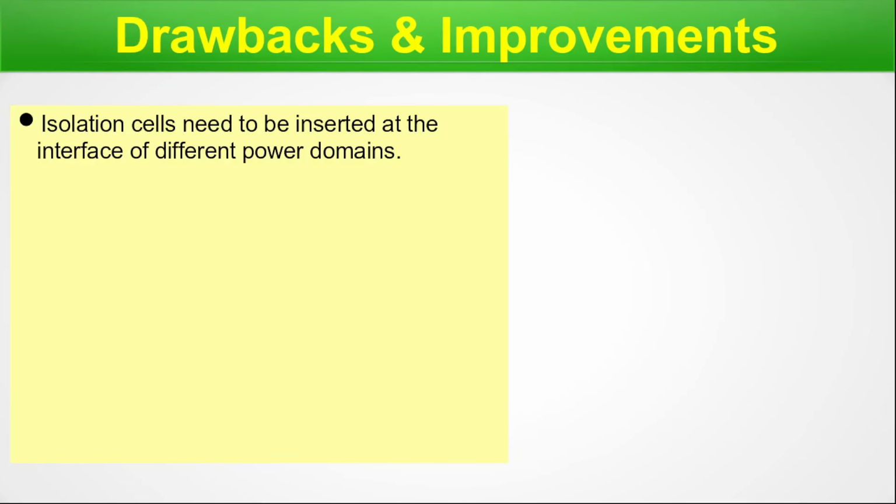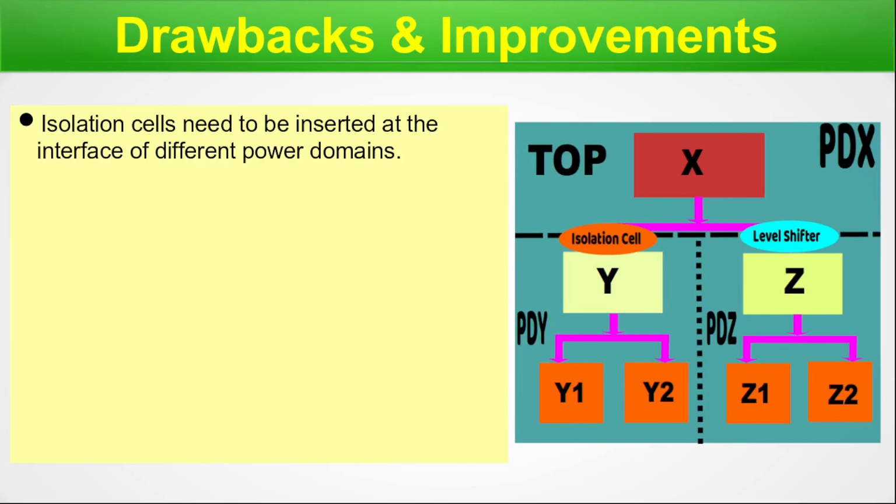Isolation cells need to be inserted at the interface of different power domains. And in this picture, you can see power domain X, and with the dotted lines, we have separated the three different power domains. Here is power domain Y, PDY, and PDZ. And here the isolation cell is inserted at the boundary. We also see the level shifter cell. This is just for your information. Right now we are focusing on the isolation cell. So there could be different power domains where such isolation cells have to be placed at the boundary. That means the interface of different power domains. We call it an interface because two power domains are physically neighbors.